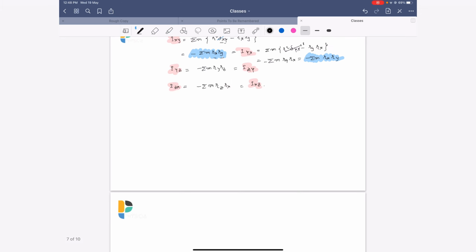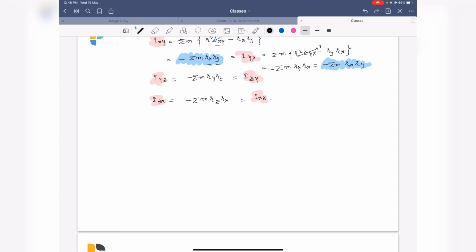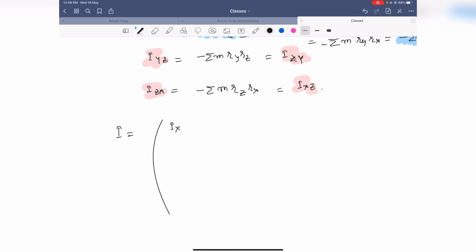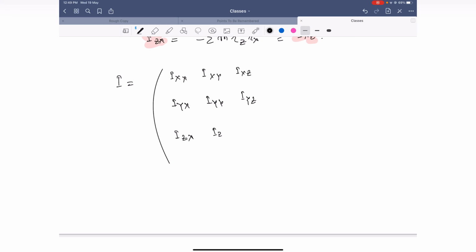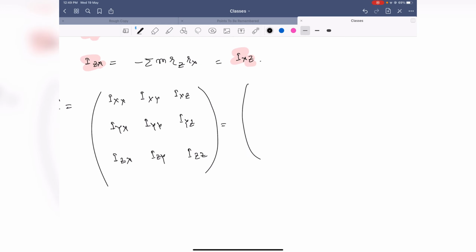So by now we get all the elements of the tensor, matrix, sorry, it is not a matrix. Tensor is not a matrix. Let me write the tensor first, then it will be easier to put the values. Ixy, then I have Ixz. So we will now put the values. First of all we have Ixx.